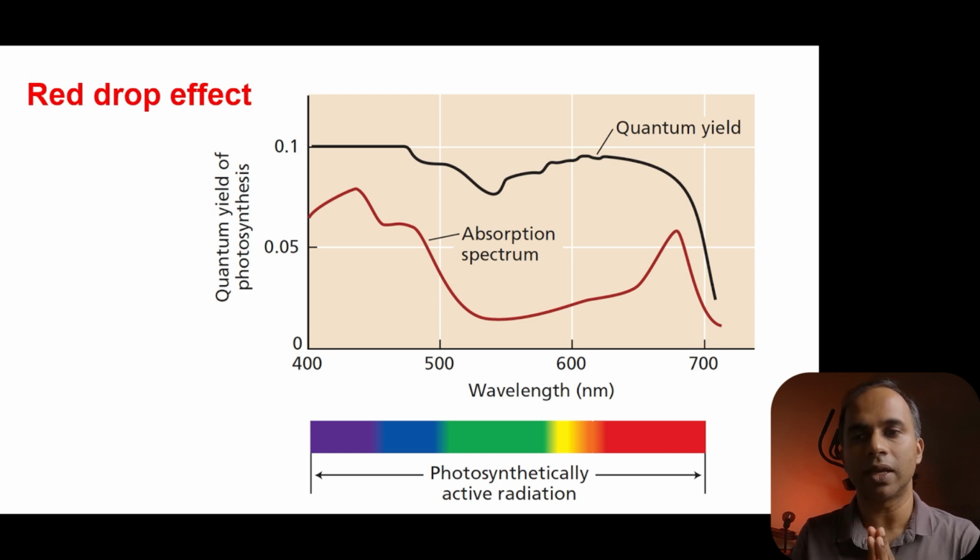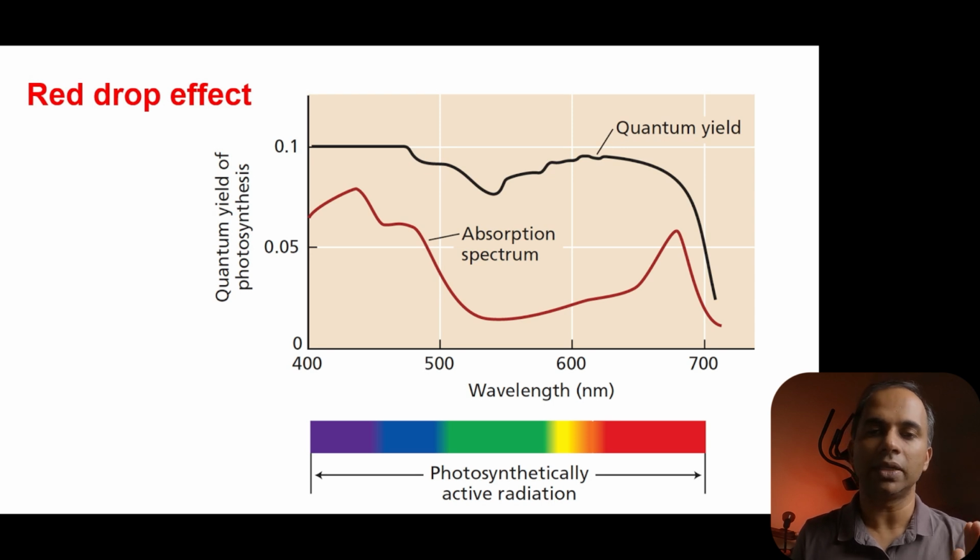If you look at the absorption spectrum, you can see it goes like this. Okay, so you can see there are 2 peaks: around the blue region you have high absorption, and near the red region you have a higher peak of absorption. And if you look at the quantum yield of photosynthesis, from 400 to 650 it fluctuates but not much.